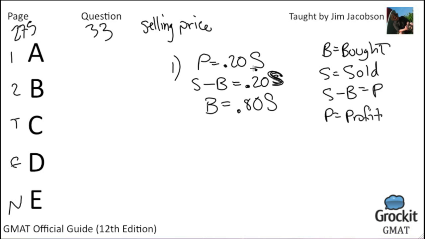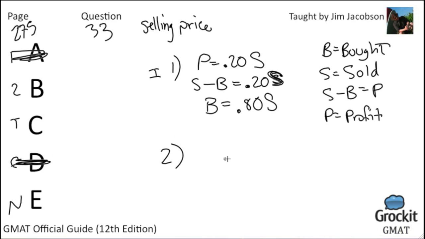However, we actually need the real number for S. So statement 1 on its own, even though we're able to figure out a lot of stuff, we need the real number. And statement 1 doesn't give us any actual dollars, so we can't go any further. So it's not A and it's not D.